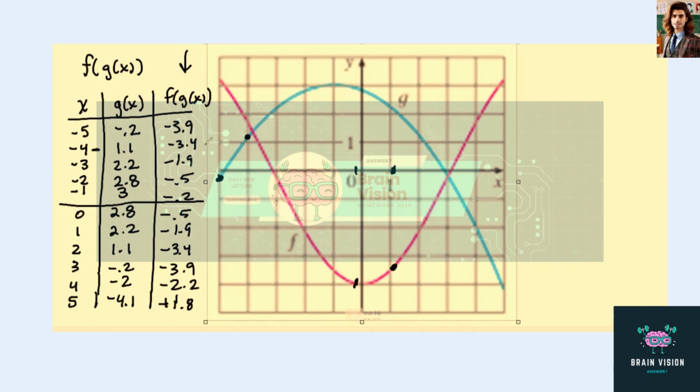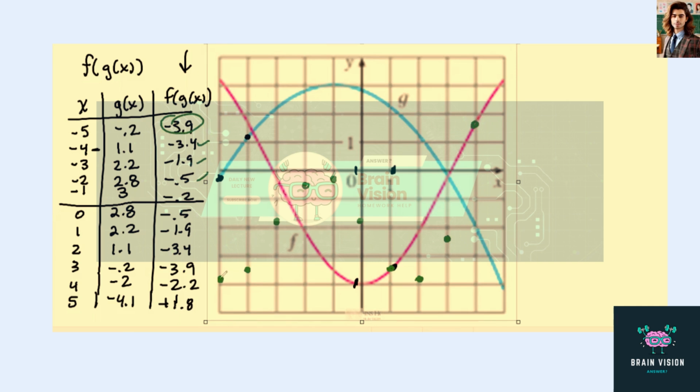Okay, so at -5, we're looking at -3.9. So that's about here. Then at -4, it's -3.4. Then 1.9, minus 0.5. I'm just doing each of these points in sequence. And then -0.2, and then -1.9, -3.4, so way down here, -3.9, -2.2, oh, it's going back up, and 1.8, going way up.